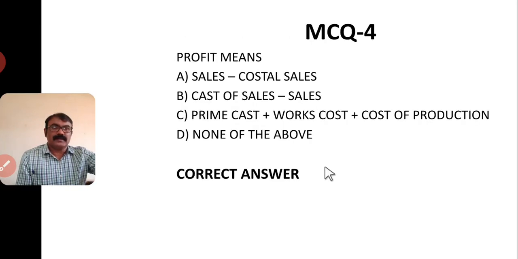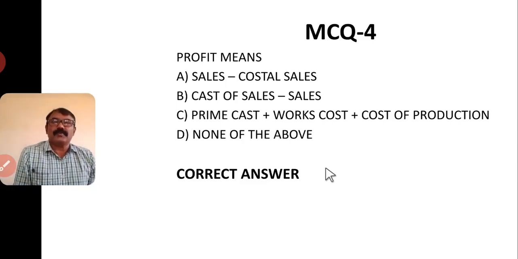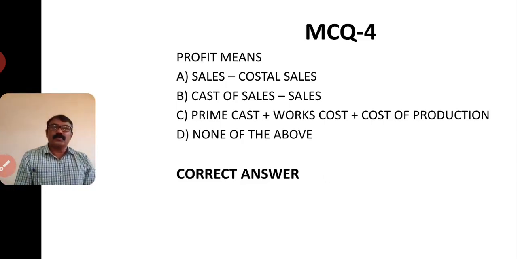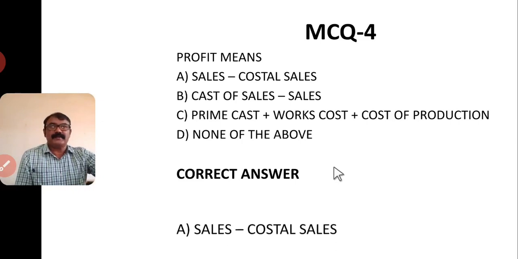Next, MCQ question 4. What do you mean by profit? Profit means sales minus cost of sales. When I was explaining the format, I told that total cost has been calculated and you will be given the sales. Sales minus total cost will be the profit. Similarly, it is the right answer, that is A.